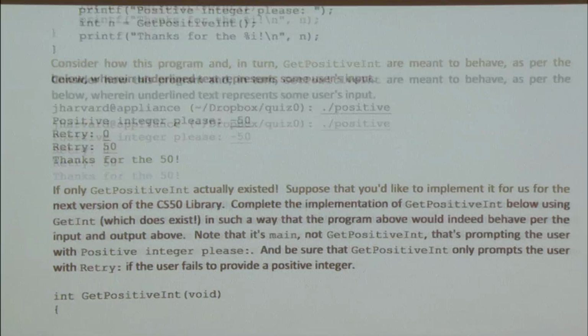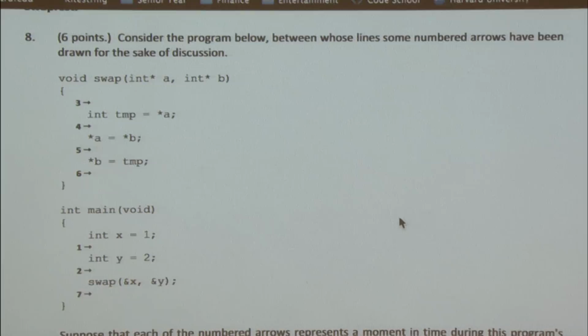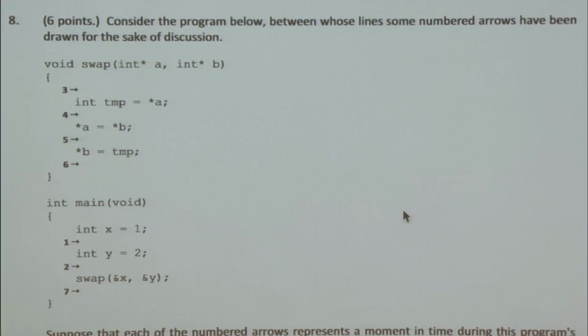Okay, so why don't we start with number 8 then? All right, okay. So consider the program below. When we see pointers, it's probably a good idea to start drawing, right? So we have here some swap function that's going to take in two pointers. So in this case, they should actually be switching things, versus our original swap function that only took in copies. So let's start with main, because that's where it begins.